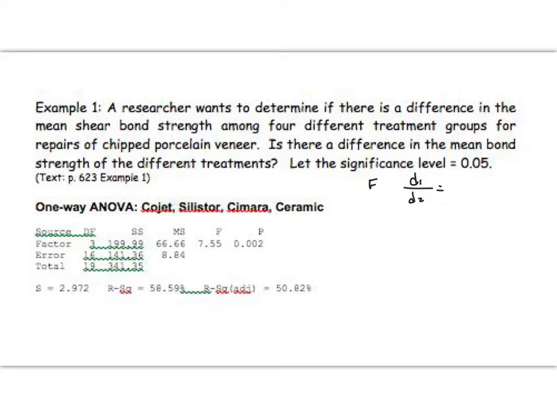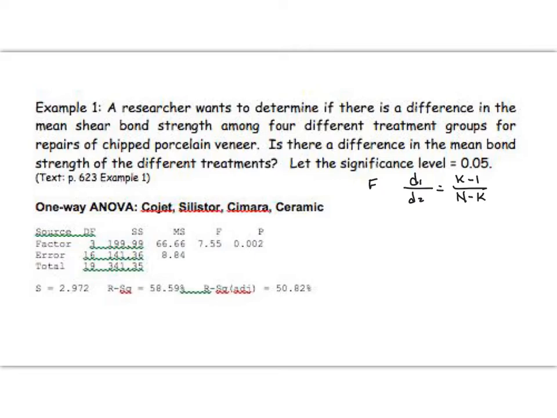The first degree of freedom, in the numerator, is the number of groups or categories minus 1. And then the second degree of freedom, in the denominator, is our sample size, or the number of observations, minus the number of groups. Okay, so we'll talk a little more about that in a minute. I think it'll be easier to understand if we have an actual example.